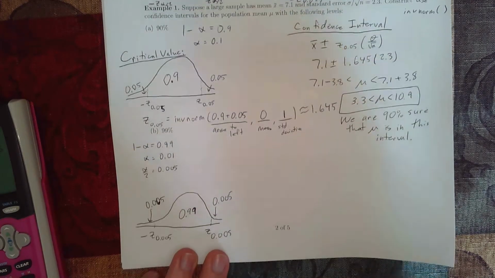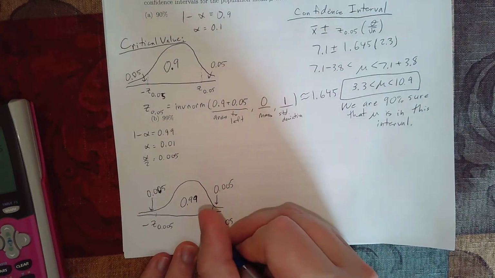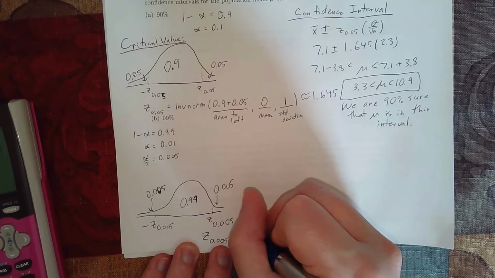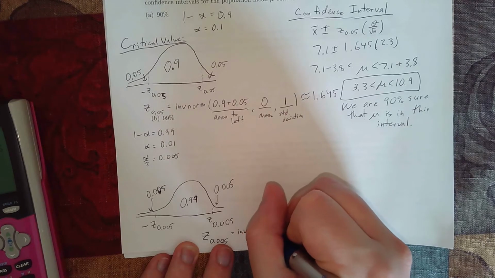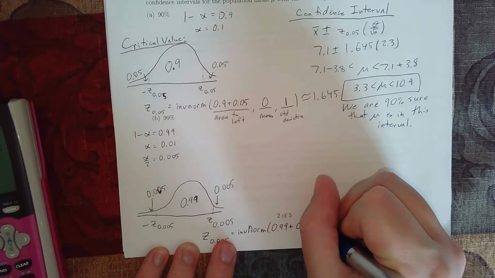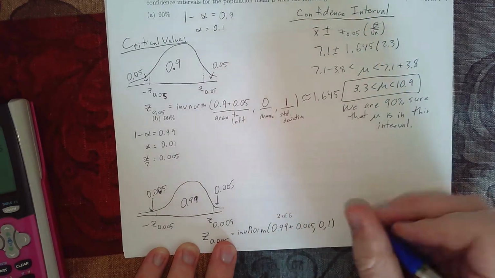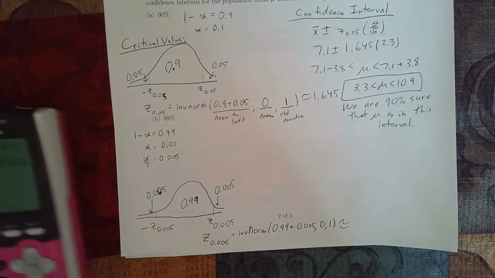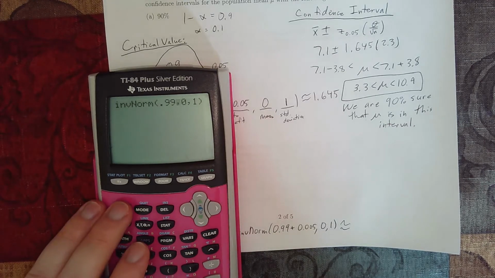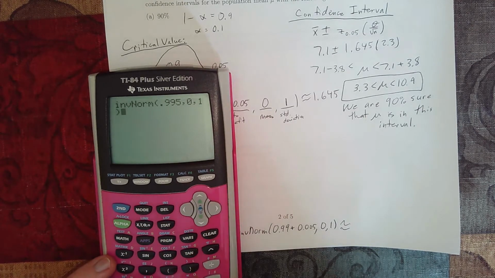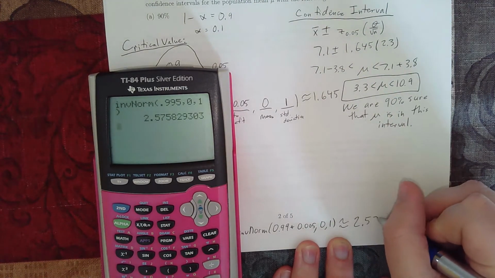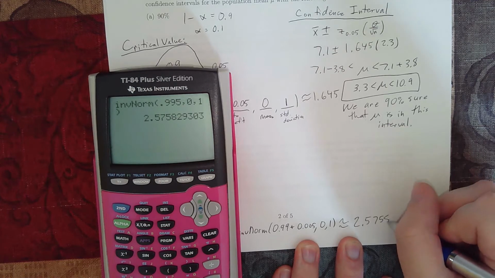So when we're looking for z sub 0.005, it'll be the inverse norm of 0.99 plus 0.005, 0, and 1. And so that will roughly be, I want to use inverse norm, 0.995, 0, and 1. And that'll be roughly 2.5758. We'll keep it going.